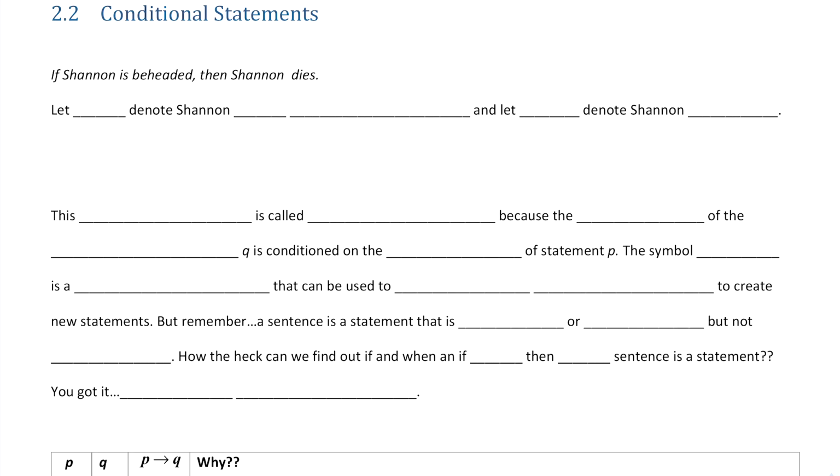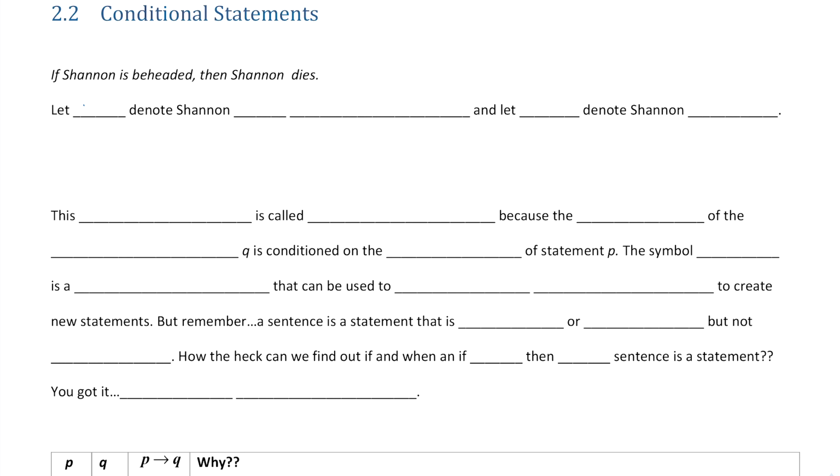I hope everybody is doing well, and let's check out conditional statements. If we go kind of extreme, we can look at a situation like this. If Shannon is beheaded, then Shannon dies.